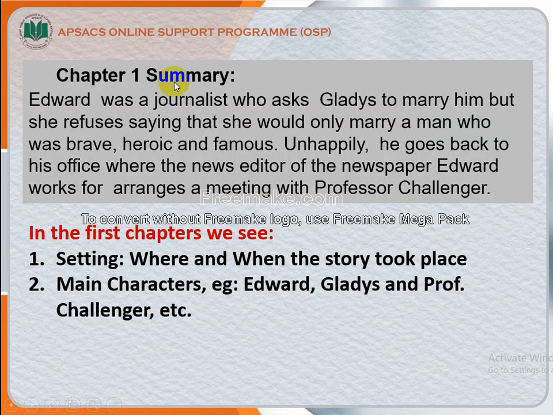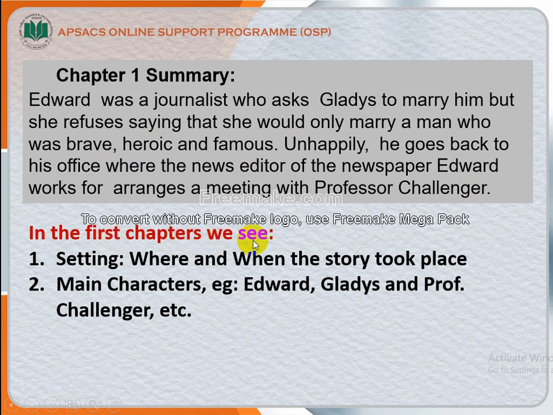In chapter number 1, when we recap this chapter, students, think about what might have happened in this story. You know that the main summary of the story is: Edward was a journalist who asks Gladys to marry him, but she refuses, saying that she would only marry a man who was brave, heroic and famous. Unhappily, he goes back to his office, where the news editor of the newspaper Edward works for arranges a meeting with Professor Challenger. Now students, come to the first chapter.